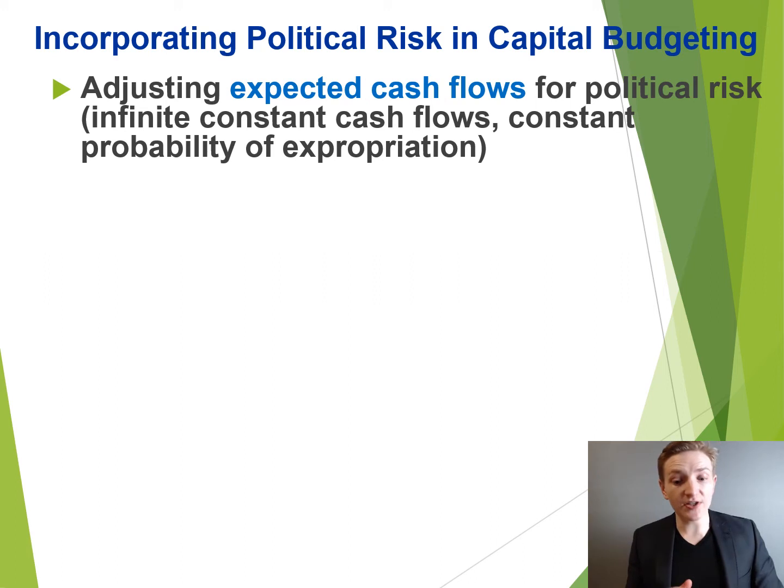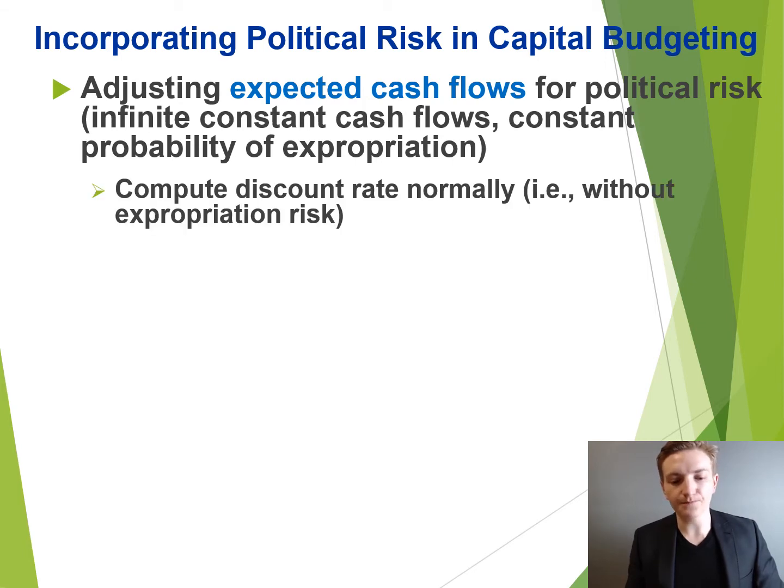So you could adjust the cash flows. Effectively, what you would be doing here is reducing the expected value of the cash flows if there's a risk that those cash flows might not necessarily arise. Now, this can arise whether or not it's an infinite stream of cash flows, or a project that's only going to last for a certain time period. Here you would use the ordinary discount rate, i.e. you wouldn't adjust the discount rate for that political risk, because if you were to do so, you would be double counting.